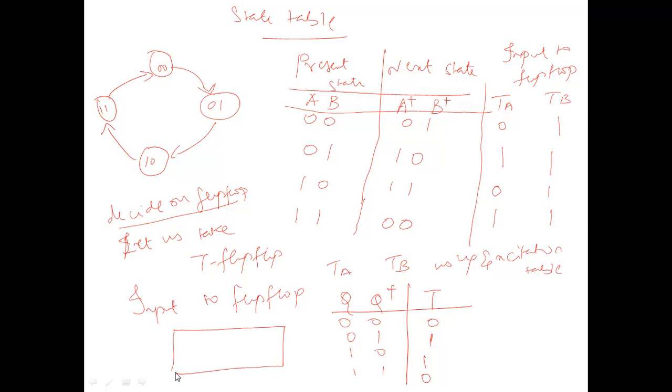So when you use K-map for realizing TA, only two inputs are there, A and B. So a 2 by 2 K-map is okay. This is for A, this side is for B, 0, 1, 0, 1. So you can see here for the 0, 0 combination TA is 0, for the 0, 1 combination it is 1, for the 1, 0 combination it is 0, and for the 1, 1 combination it is 1.